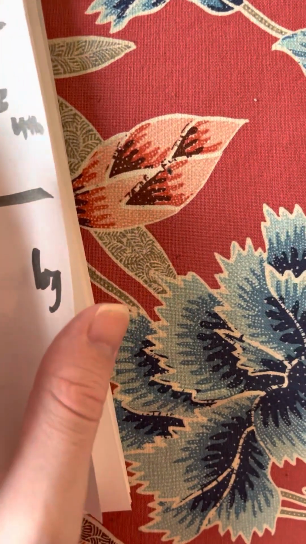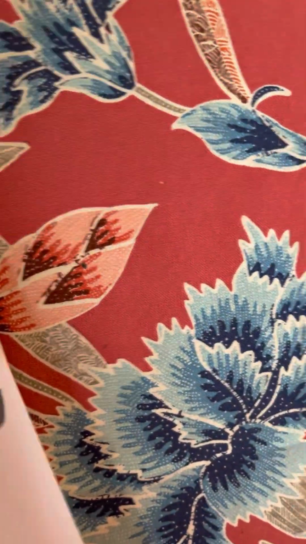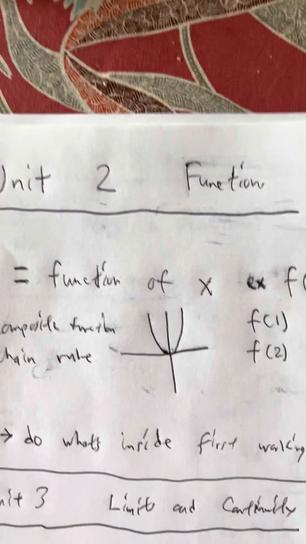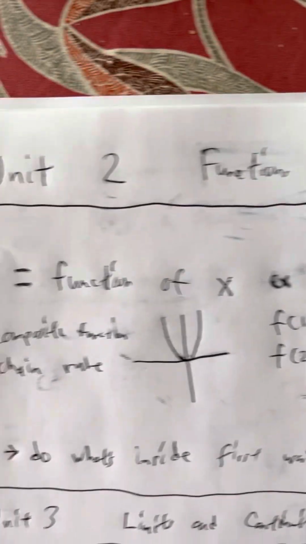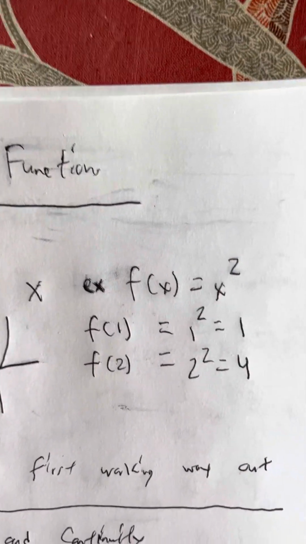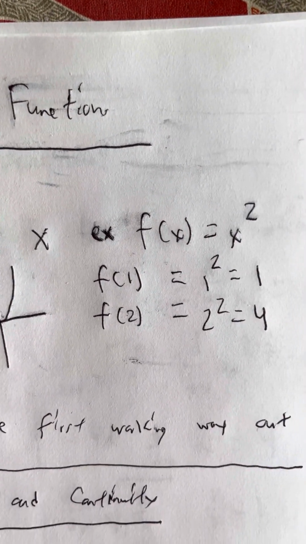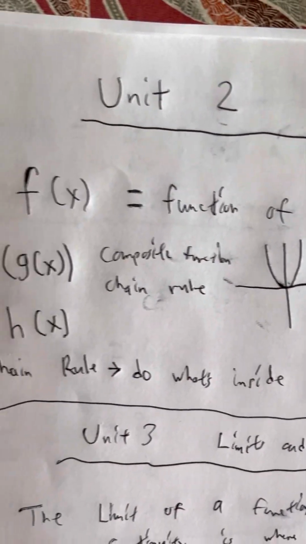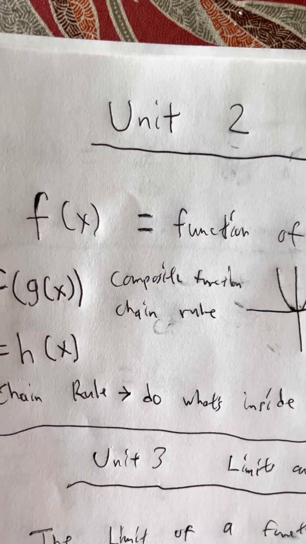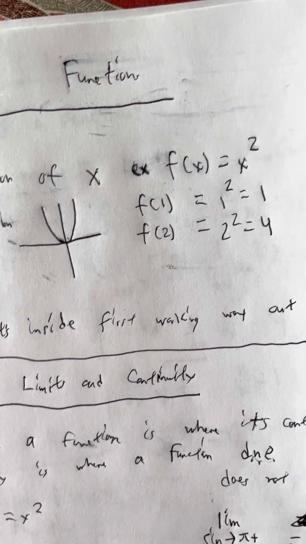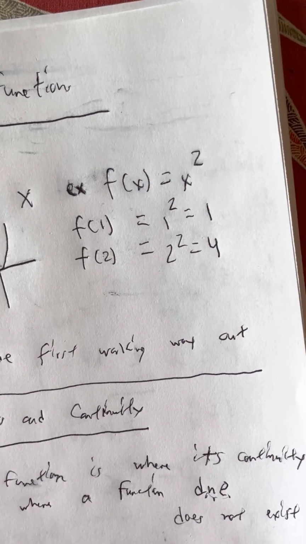Now that we've gotten past Unit 1, let's move on to Unit 2. Functions. f of x, that's how you say functions in algebra and calculus. Function of x. Example, f of x equals x squared. f of 1, 1 squared equals 1. f of 2, 2 squared equals 4. That's a parabola. f of g of x is a composite function, which has the chain rule. h of x. Chain rule: do what's inside first, working your way out.